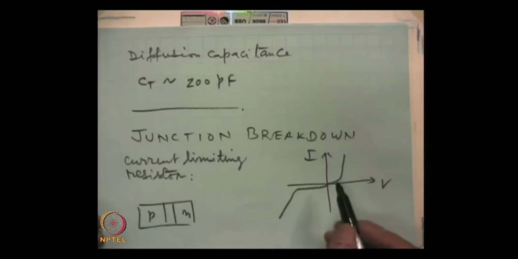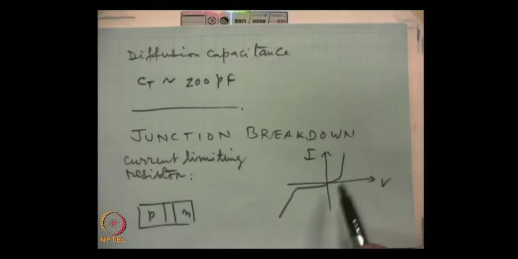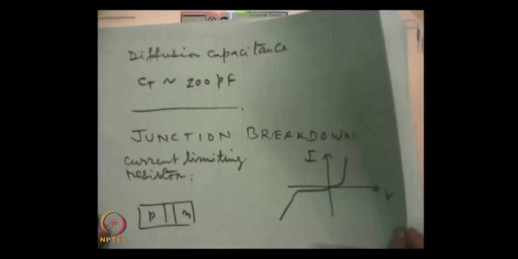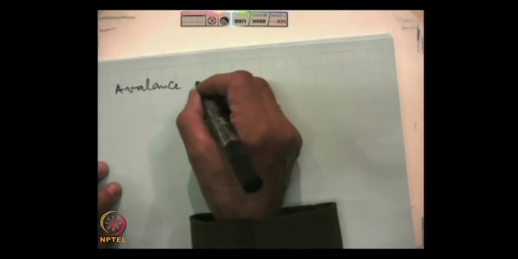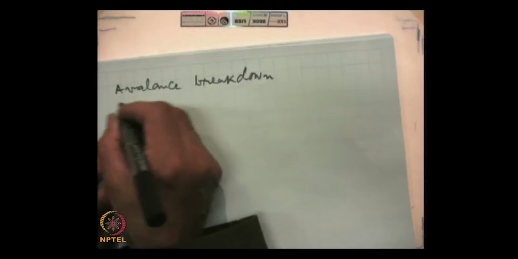I repeat, if we go on increasing the reverse bias across the junction, then normally we will observe a very small, very feeble current in microamperes or nanoamperes, which is 3 or 4 orders of magnitude lower than the forward current. But if we keep on increasing the voltage, after a certain voltage the current starts rising, and this happens due to another phenomenon, junction breakdown. Now, there are two processes of junction breakdown. One is avalanche breakdown, and the other is Zener breakdown.